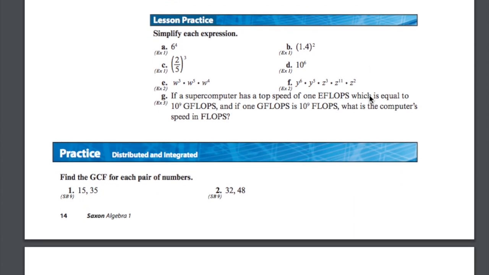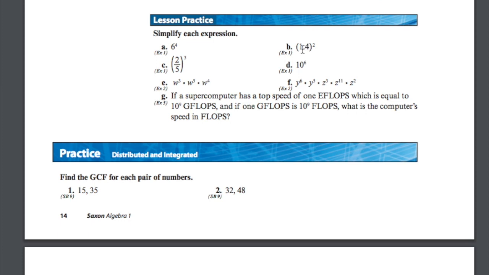Take a look at our lesson practice problems for lesson 3, and then you'll get to your assignment for the day. It asks you to simplify each expression in which you would actually practice and do that calculation. 6 to the 4th is 6 times 6 times 6 times 6. You can calculate that because it might be on your quiz tomorrow. Letter B, 1.4 squared. Even though it's a decimal, you would write this out as 1.4 times 1.4 and do the calculation.